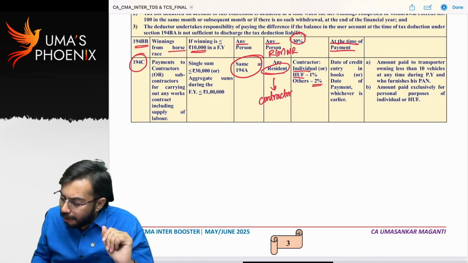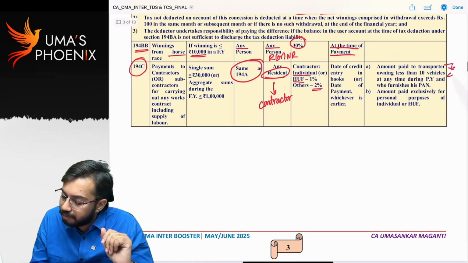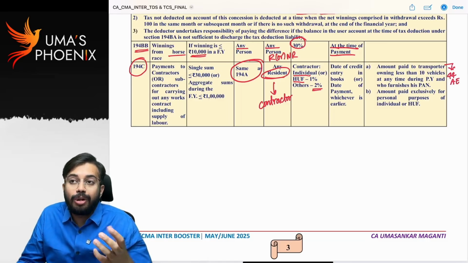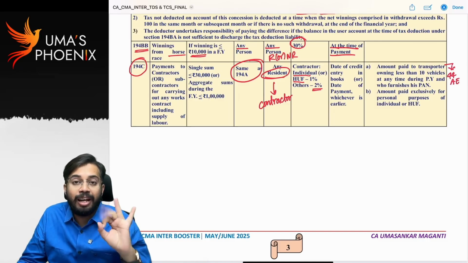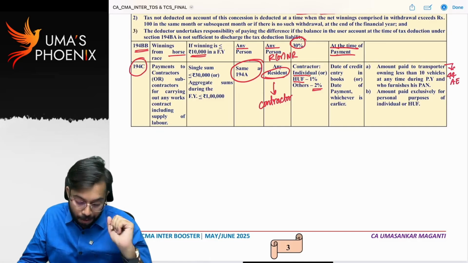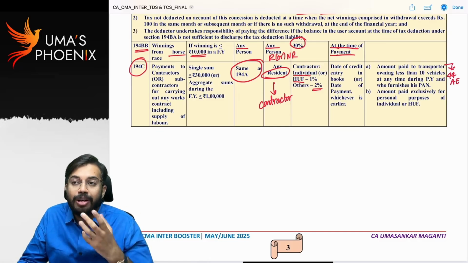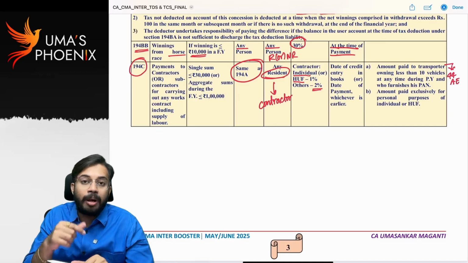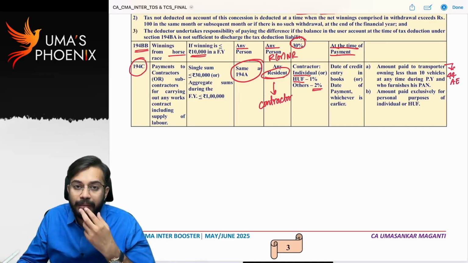Next, do you remember 44AE? Who is eligible to choose 44AE? Those who are engaged in the business of plying, hiring or leasing of goods carriages, and who own less than or equal to 10 vehicles at any point of time during the previous year. Do you remember? So when you are making payment to a transport contractor who owns less than or equal to 10 vehicles at any time during the previous year, no TDS is required to be deducted.